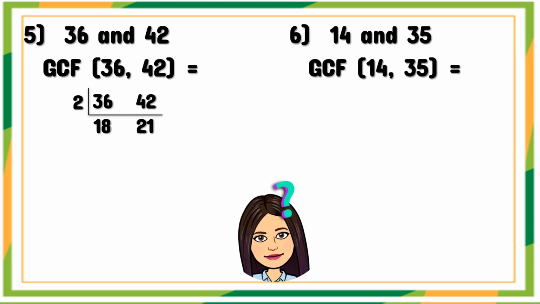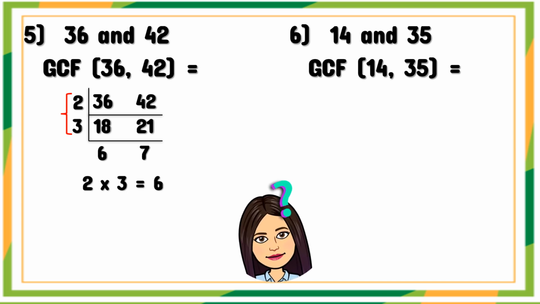This time, 18 and 21 are divisible by 3, so we're going to divide 18 and 21 by the prime number 3. So 18 divided by 3 is 6, and 21 divided by 3 is 7. So this time, 7 is already a prime number. So we're going to multiply now the prime divisors, which are 2 and 3. So 2 times 3 is 6. Therefore, the GCF of 36 and 42 is 6.